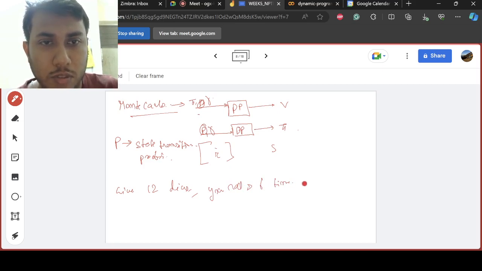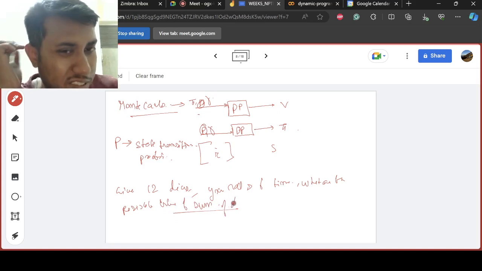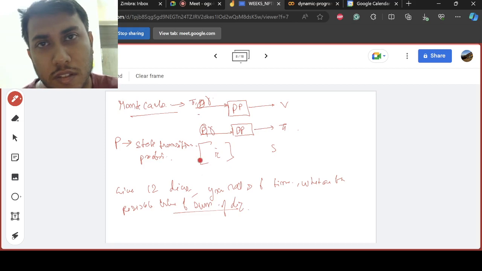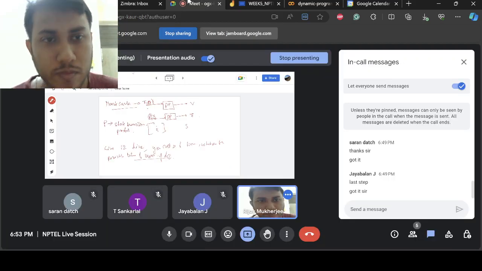You roll it 6 times. What are the possible values of the sum of dice, right? So you're rolling the dice, you are calculating the sum.